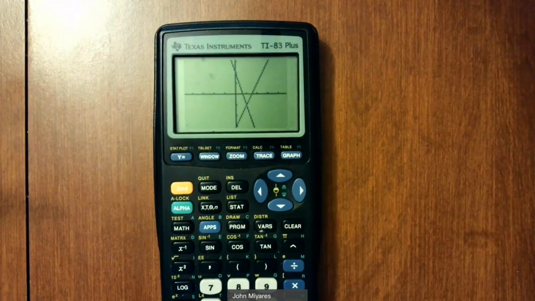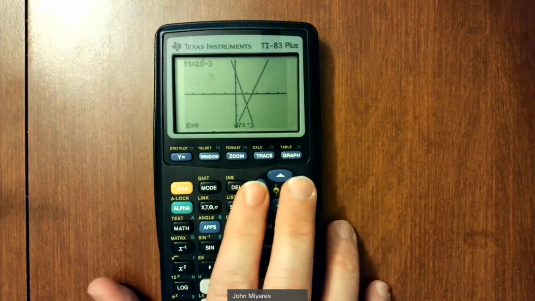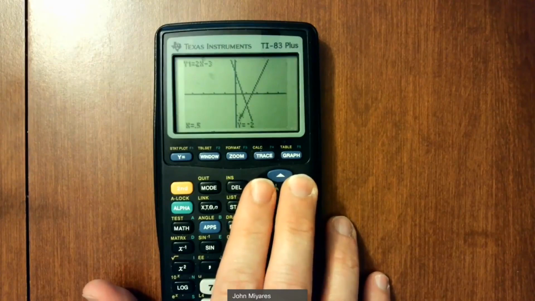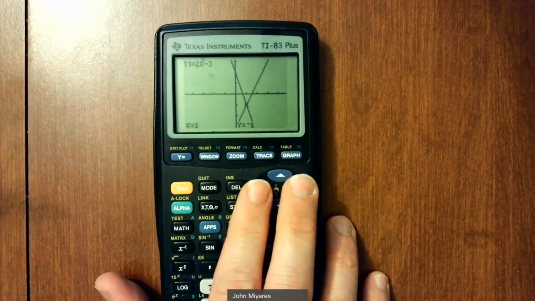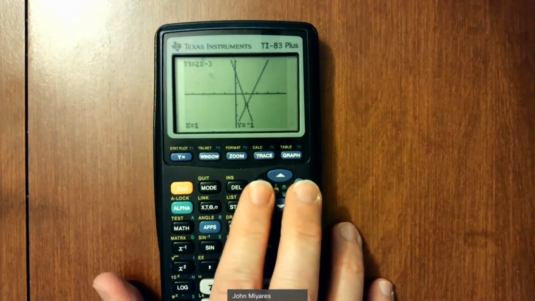So now when we do this, I see the two lines. I can hit the trace button here, and then I can follow the two lines until I can see the intersection. There it is, which will be at the point, at least appearing, x equals 1, y equals negative 1.